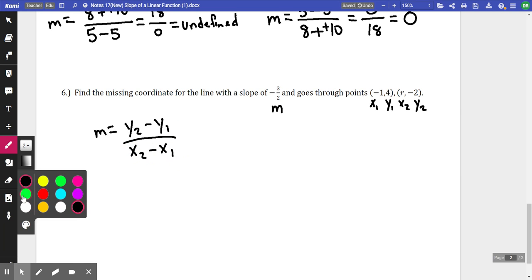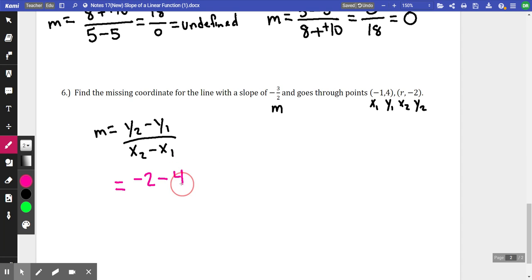So when we go to replace these values or plug them into our formula, I'm going to have y2 gets replaced with -2 minus, because that's the formula, y1 is 4, over x2 is r minus x1 is -1. So minus a negative, I can change that to a plus. But notice over here, I have a variable. I have an unknown value.